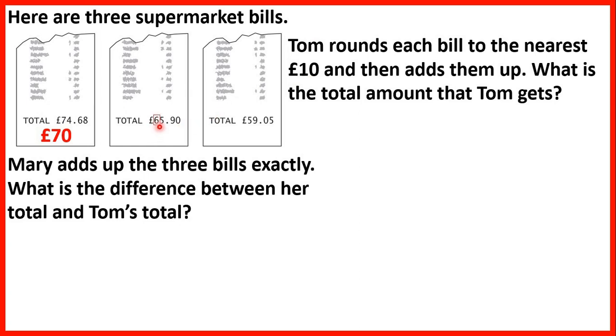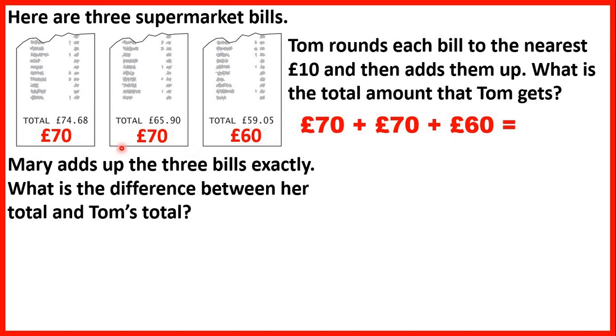Now we have £65.90, so that's closer to £70 than it is to £60, and then £59.05 is closer to £60 than to £50. So if we add those up, those rounded numbers, we get £200. Now Mary adds up the 3 bills exactly. What is the difference between her total and Tom's total?